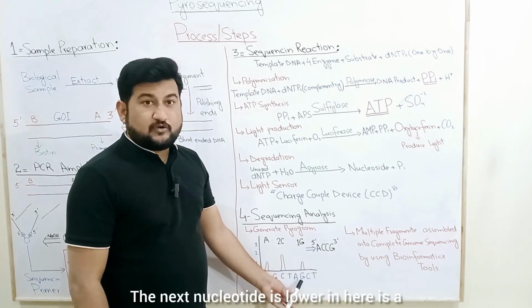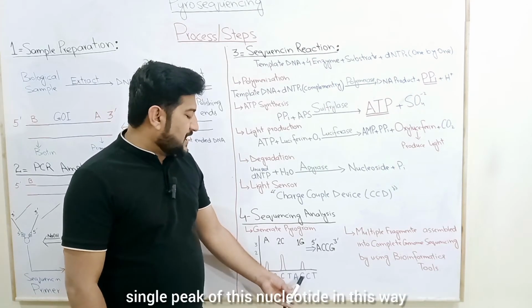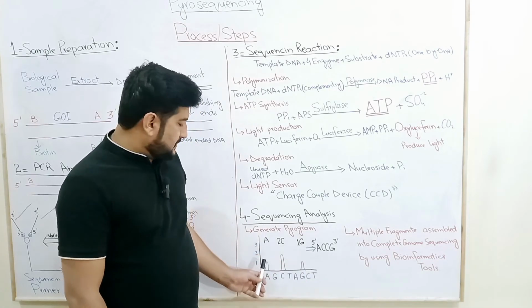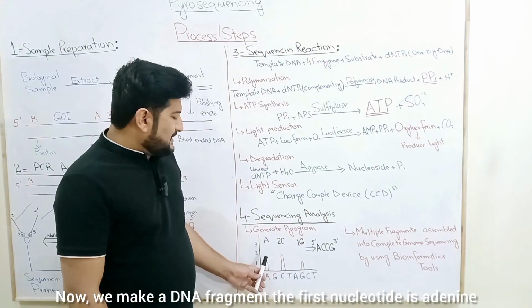The next nucleotide is guanine. Here is a single peak of this nucleotide. In this way we can read this pyrogram. Now we make a DNA fragment.